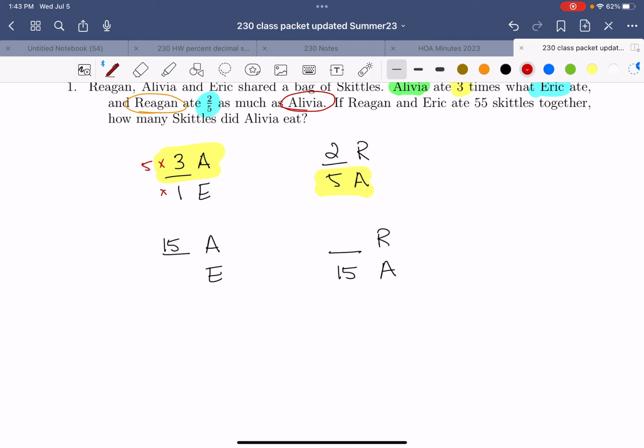So I'm going to do the same in the bottom so I get an equivalent fraction or equivalent ratio. So that means Eric is going to get 5. And then over here, in order to go from 5 to 15, I'm going to multiply the bottom by 3. And that means I'm also going to multiply the top by 3. And that means that Reagan gets 6.